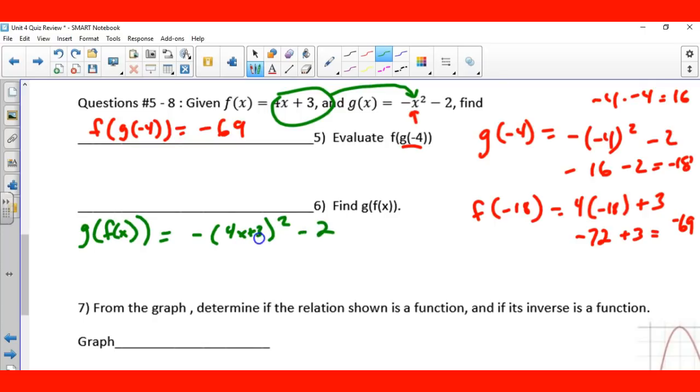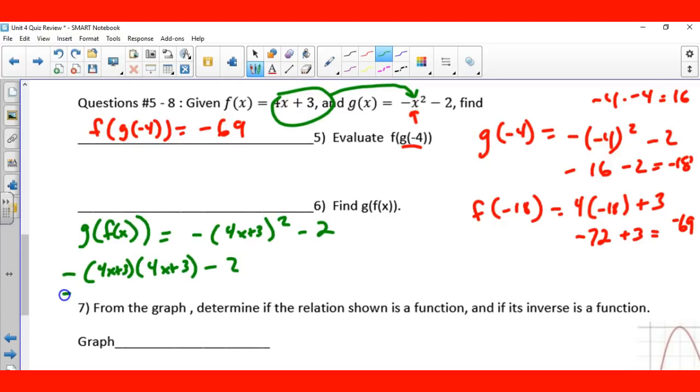So there we go, we plug it in. Now we have 4x plus 3, and we're going to square that. Remember, when you square it, that means write it twice. So now you're going to FOIL here.